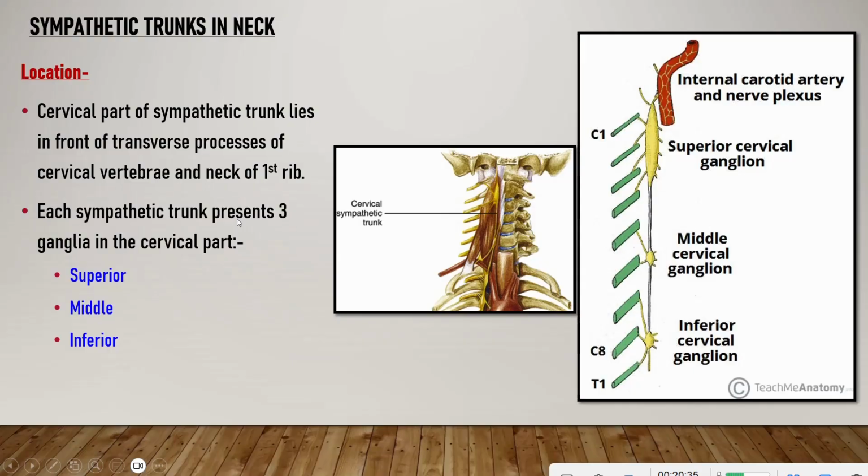Each sympathetic trunk presents 3 ganglia in the cervical part. So when you are talking about the cervical sympathetic chain, there are 3 ganglia: the superior cervical ganglion, middle cervical ganglion and inferior cervical ganglion. Not like what you have seen in the thoracic and lumbar sympathetic chain, where there are different ganglia corresponding to each vertebral level. Here they fuse together to form only 3 ganglia: superior, middle and inferior cervical ganglion.